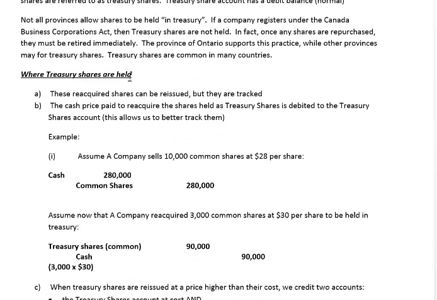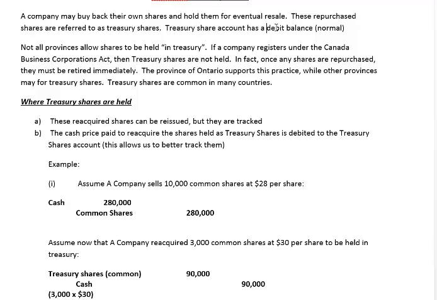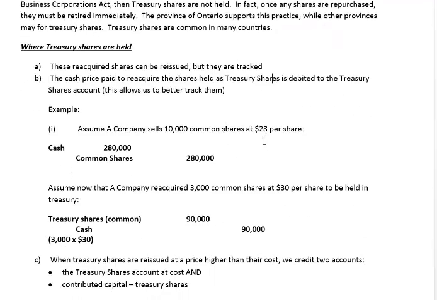When the Treasury shares are held, again, they're reacquired, and as we said, the account they're held in, the Treasury share account, has a debit balance, but they can be reissued, and when they're bought back and held in Treasury and reissued, they're tracked. The cash price that we pay to reacquire the Treasury shares is debited to the Treasury share account. So that's what we said before. When you buy them back, we debit the Treasury share account. You can see in the following example how it works.